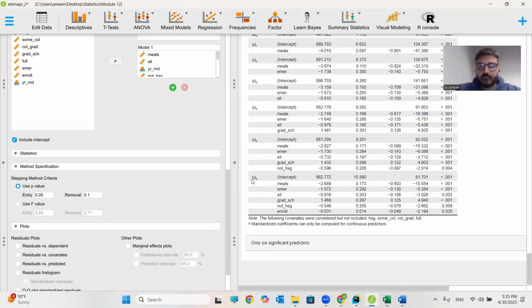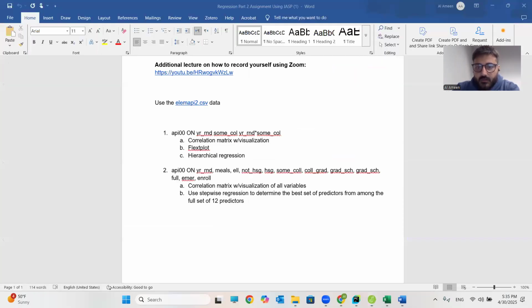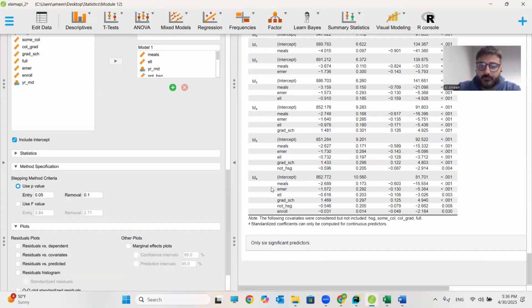And then model 6 can predict with the six, let's say, highly influential predictors when it comes to predicting the API. And we can see that meals has the highest value among them. So when we go back to the question, when we are asked to use stepwise to determine the best set of predictors, we can say that those six are the best set of predictors in predicting the API, with meals holding the most significant value.